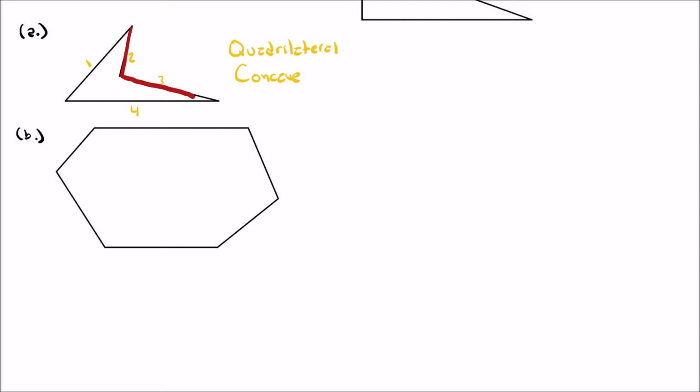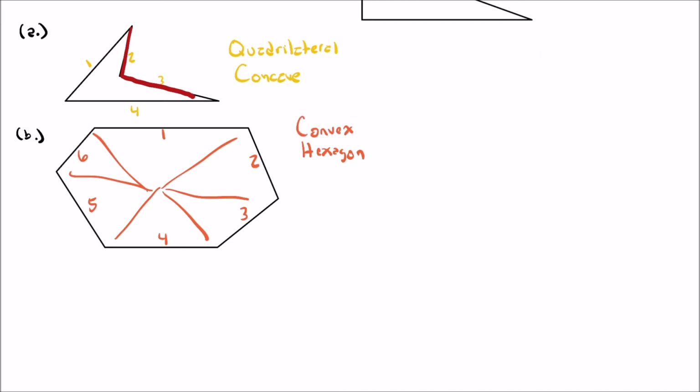Next, let's count the number of sides on this next polygon. So we have 1, 2, 3, 4, 5, and 6. So this would be a hexagon. And notice that every vertex is moving outward. It does not cave in on itself. So this would be a convex hexagon.